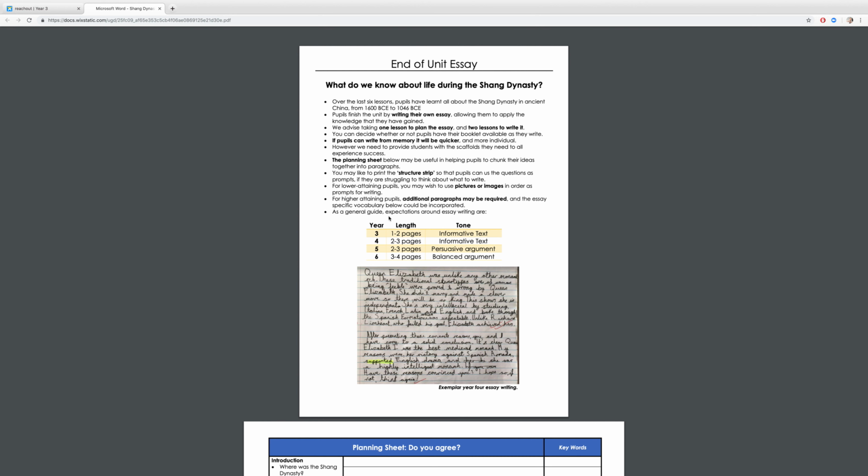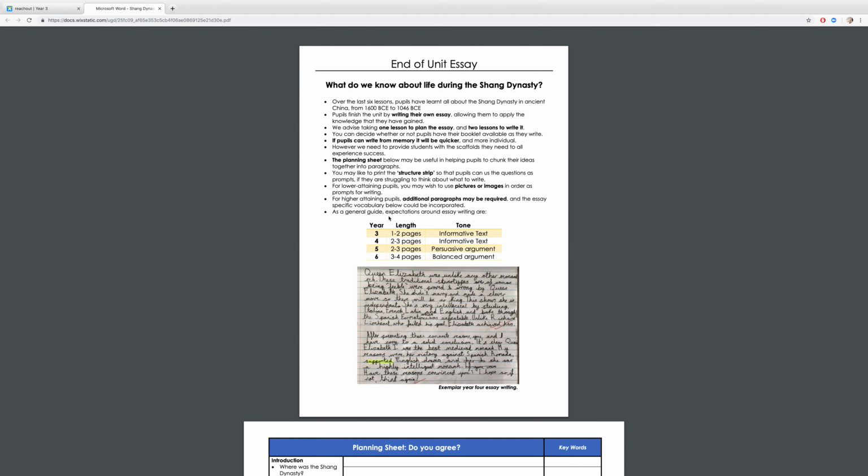We then provide a planning sheet for each of the essays, which might be helpful in helping the pupils to chunk their ideas into paragraphs. And those paragraphs follow the structure of the lessons. You might like to print off the structure strips that I'll show you below.